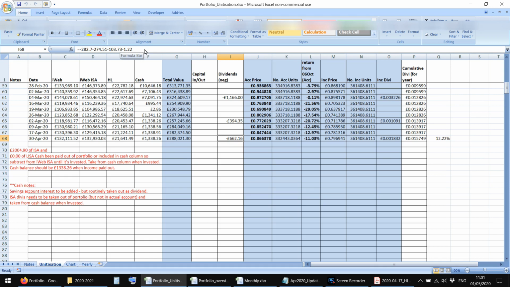And obviously some of it's just like a £1.22 of cash interest at Hargreaves Lansdown. I paid myself 100 quid and 200 quid from iWeb.